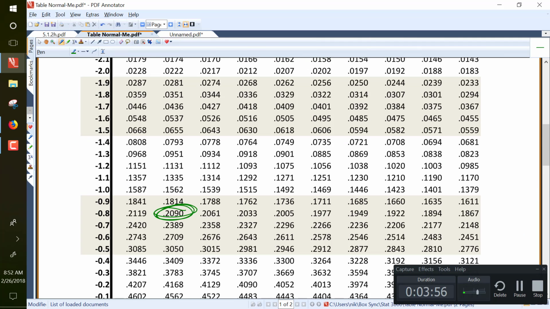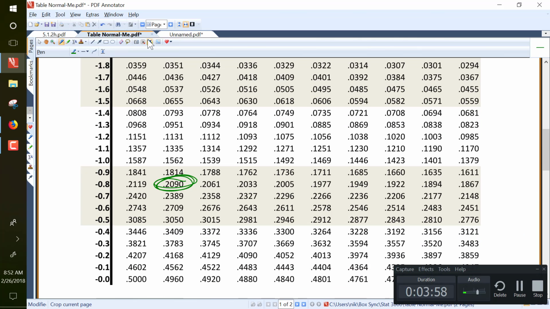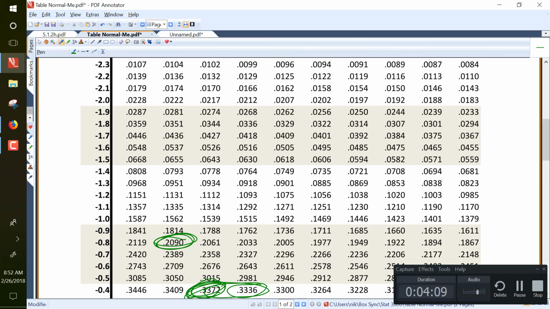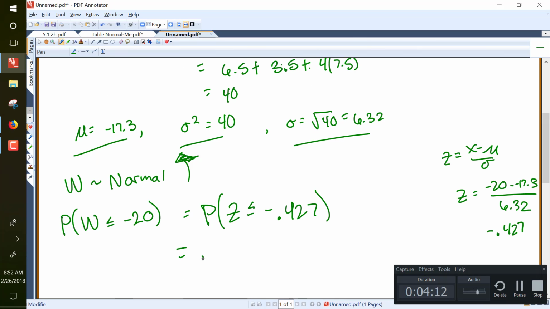This is just like any other normal problem at this point. Go to the normal table, look up negative 0.42, and looks like, well, it was 427. So we're somewhere between these two numbers. I just always kind of truncate it and go with this 0.3372. And that is our answer.